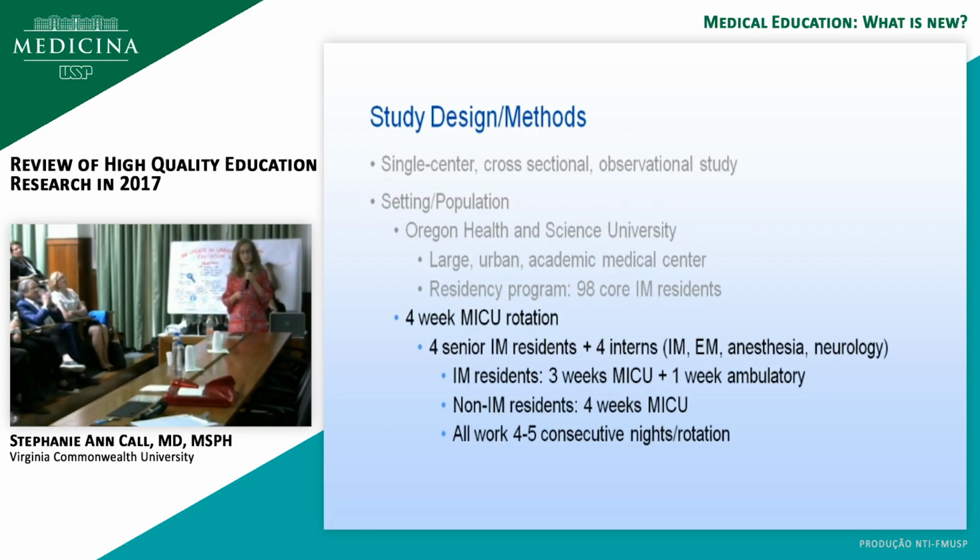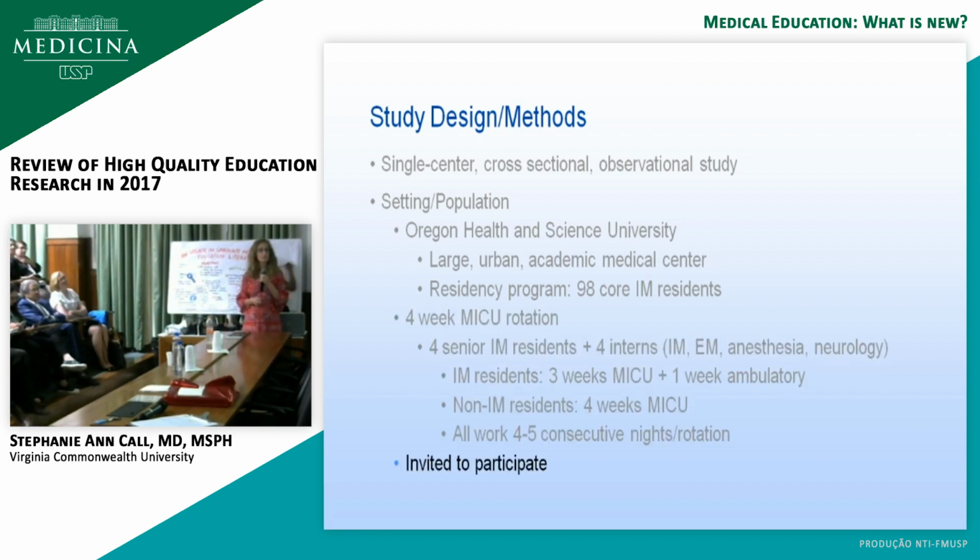And what they really did here was look at their schedule of 3 weeks in the ICU and 1 week in ambulatory, rather than their old schedule of 4 weeks in the ICU. They compared them to the rotating residents from anesthesia and other fields where they were doing the traditional 4 weeks in the ICU. And they looked at several different features.